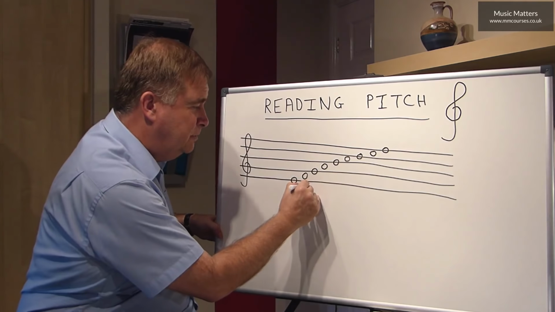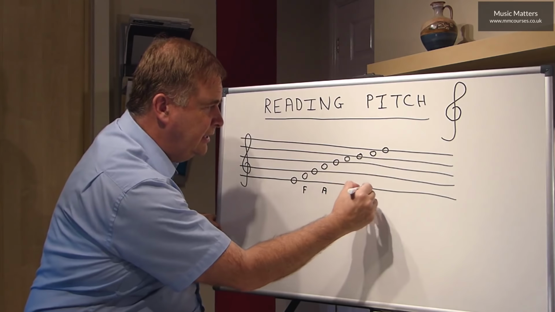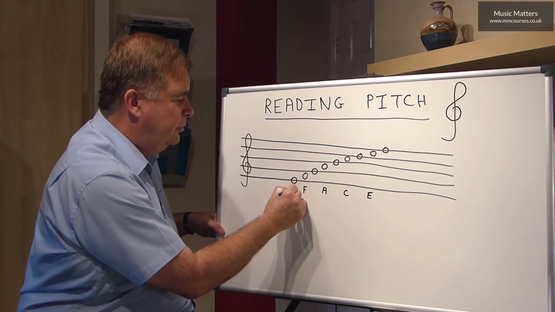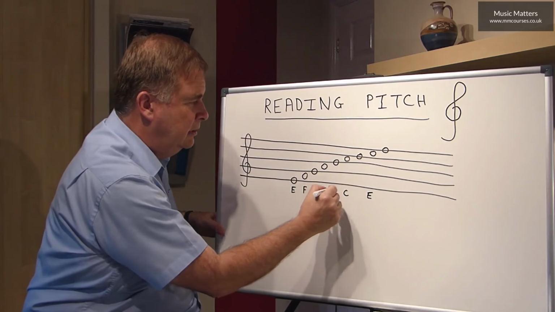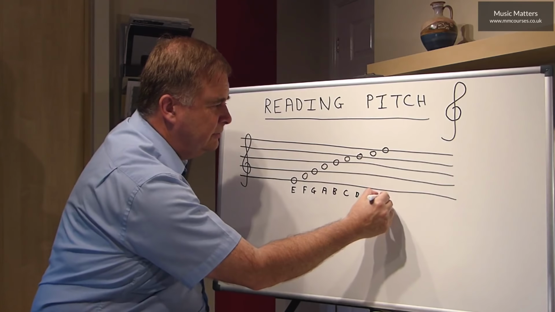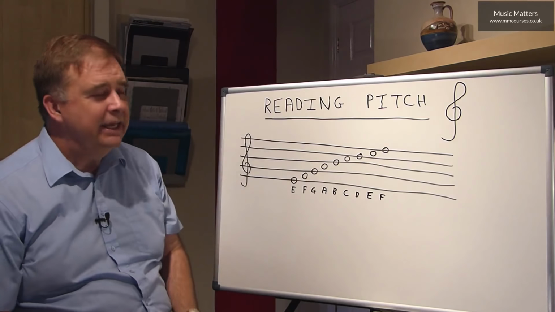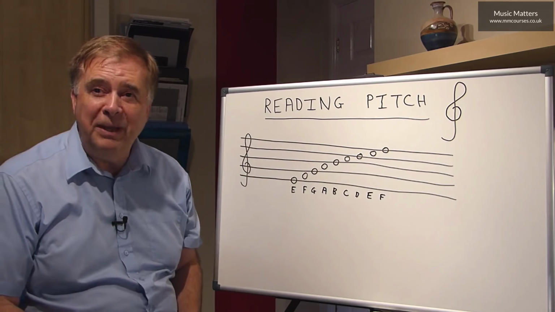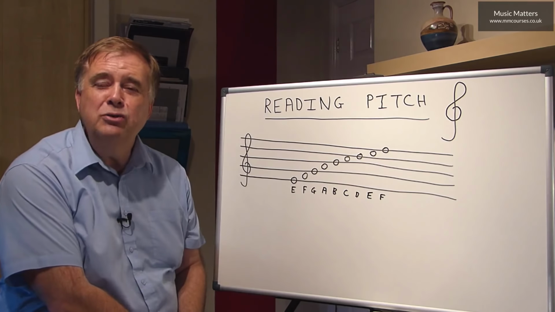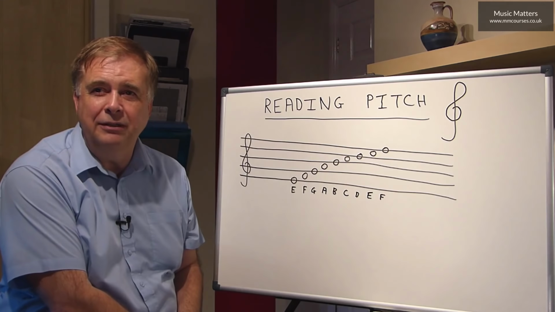If I pick out the spaces, F, A, C, E, and then let's deal with those lines, every green bus drives fast. You can now see that these notes, when they're put next to each other like that, actually are in alphabetical order. Now in music, as you may well know, we only use seven letters of the alphabet, A, B, C, D, E, F, G.